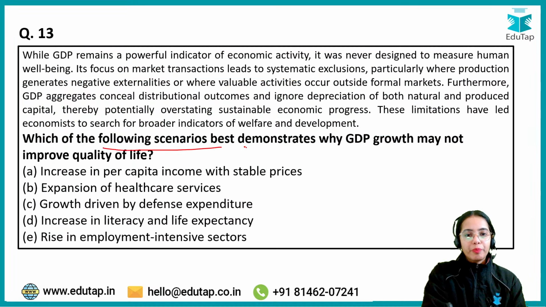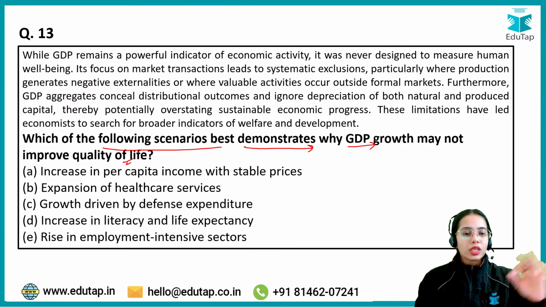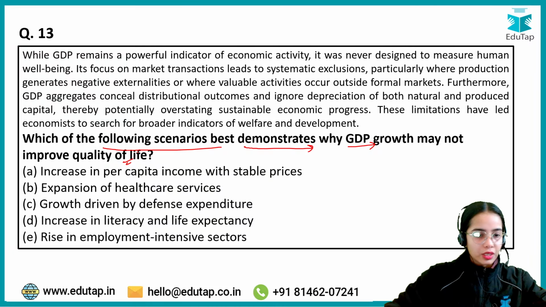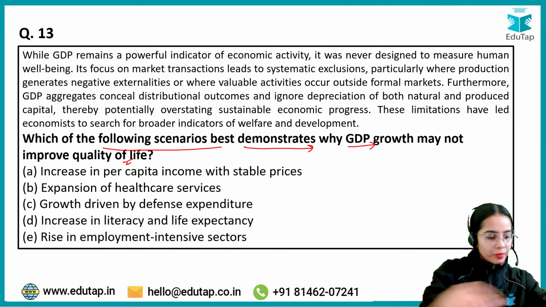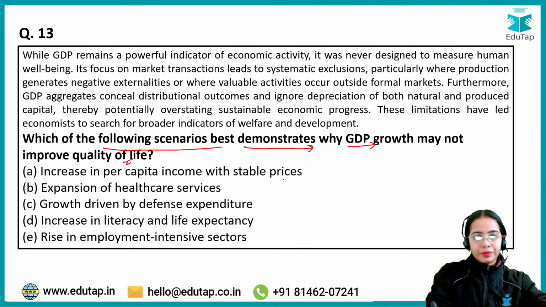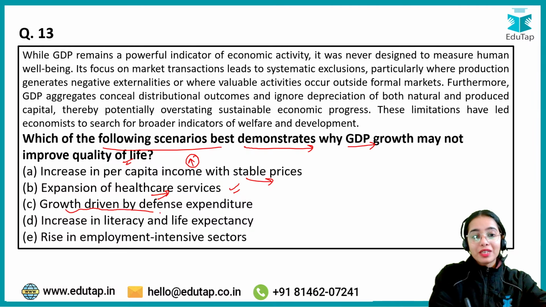improve quality of life? So in which of the following conditions the GDP growth may not improve quality of life? Try to read the question. If the per capita income is increasing with stable prices, if prices are stable, that can be better for the consumers. Expansion of healthcare services can also be good for the people. Growth driven by defense expenditure.